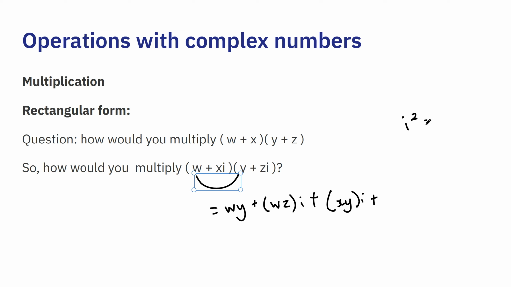Now i squared is equal to minus 1 because i is equal to the square root of minus 1. That's how it's defined, right? So xi times zi is equal to xz times minus 1, which is minus xz.